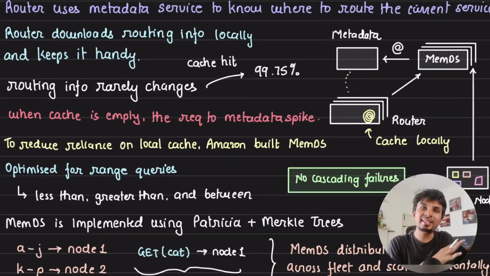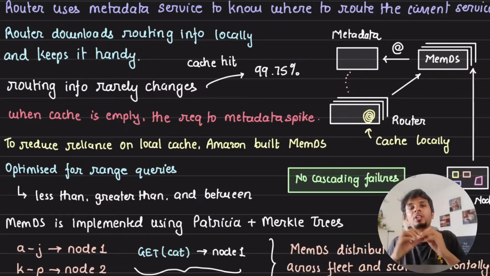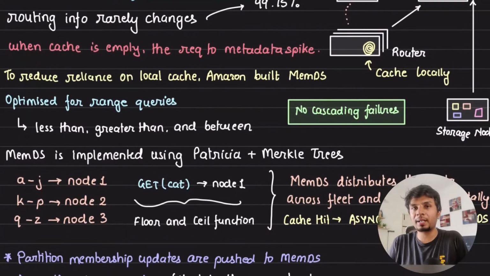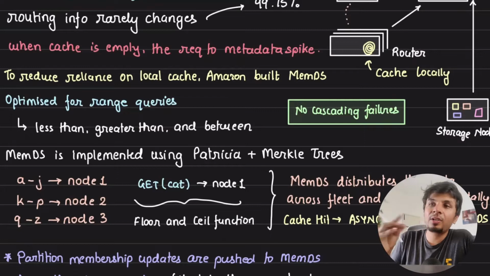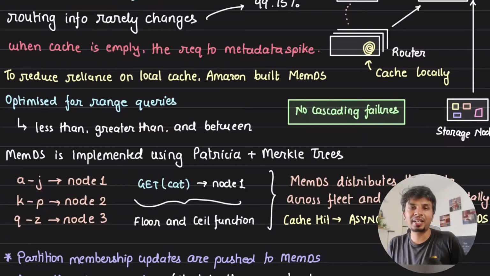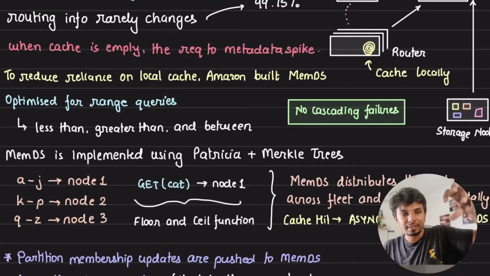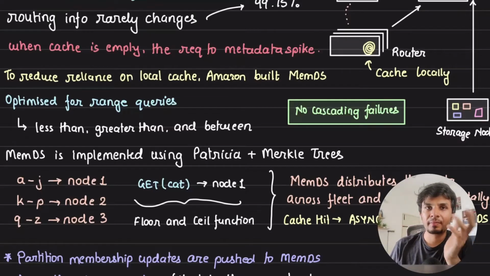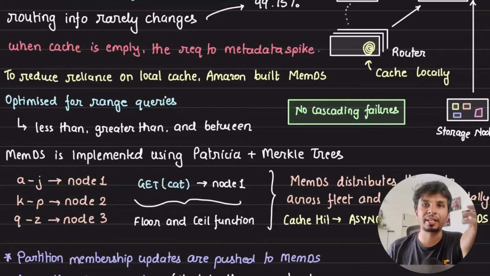Basically, less than this key, greater than this key, floor function, ceil function. It is implemented using a Patricia plus Merkle tree combination. It's a hybrid of both, right? Because you know how a Merkle tree helps you find what changed, if there is any change. And a Patricia tree has its own set of properties. So these structures help you with efficient range queries, right? Patricia basically gives you efficient range queries.